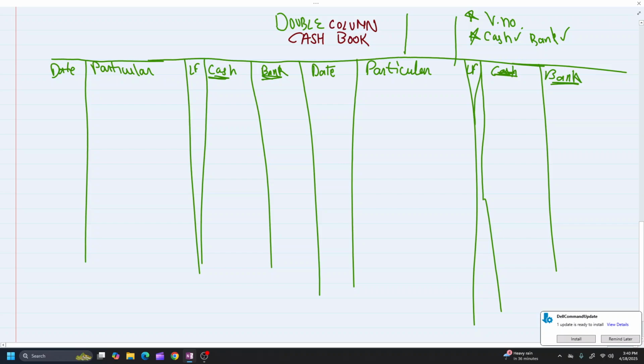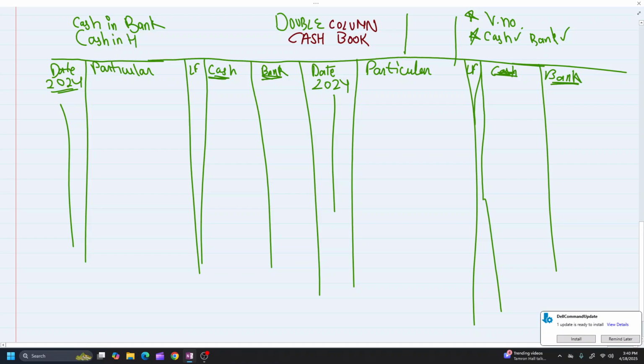Okay, so how do you start the question? First, whatever year is given to you, write it in the beginning, then go with the date. Never miss any date, recheck. Now the first line given most of the time is cash in bank, cash in hand. Let's say 50,000 each.